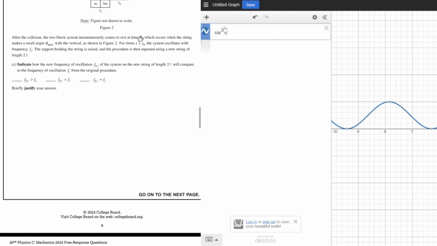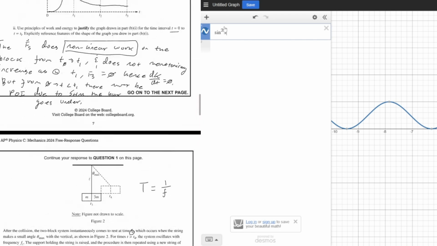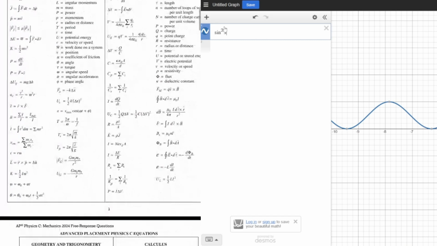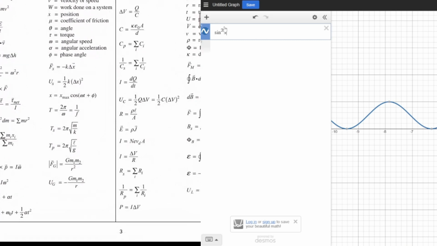Indicate how the new frequency of oscillation of the system of length 2L will compare to the frequency of oscillation of the original procedure. Okay, so what you need to think, you could derive the period for a string because period is related to frequency like this. So if I can't find frequency directly, I could just think of period, right? You could derive period by using simple harmonic motion and all that, but I'm not going to do that. I'm going to go up to my equation sheet, look for a little bit. Okay, T pendulum. That was a simple pendulum for small angles.